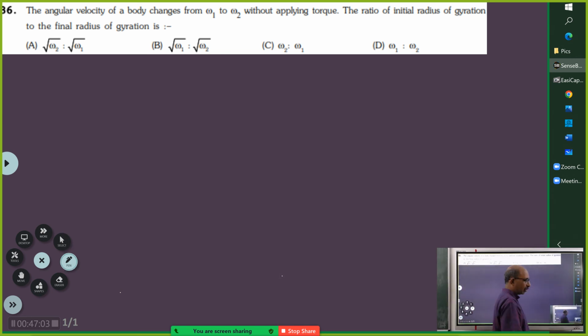Do you know radius of gyration now? If you don't know, you ask. I will tell you what radius of gyration is if you don't know. If you keep quiet, I think that all of you know, and I cannot do anything.